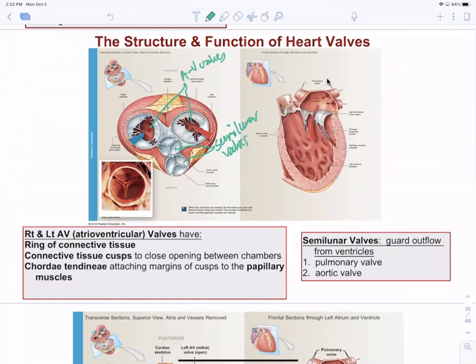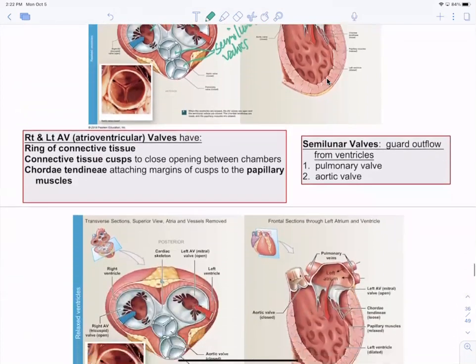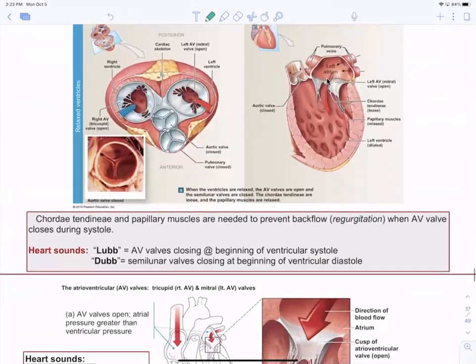I think the semilunar valves kind of look like guppy or fish mouths. All of these valves are opening and closing based on pressure differences between the atrium and the ventricle, and between the ventricle and the aorta. When we get into physiology, we'll go through how those pressure changes open and close these valves. But for right now, you need to understand that these valves open and close based on pressure changes, and that the closing of these valves is what gives you your heart sound.